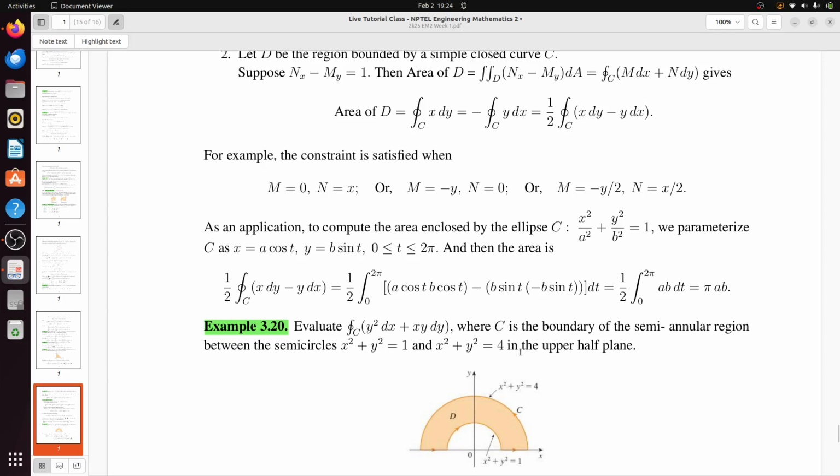Okay, try this problem now. You need to evaluate y² dx plus xy dy, where c is the boundary of the semi-annular region between the semicircles x² plus y² equal to 1 and x² plus y² equal to 4 in the upper half plane.